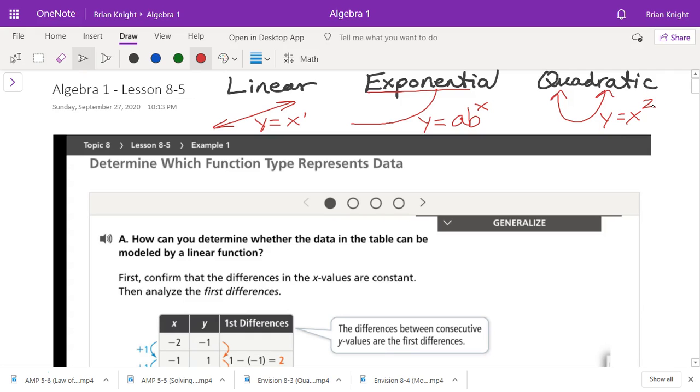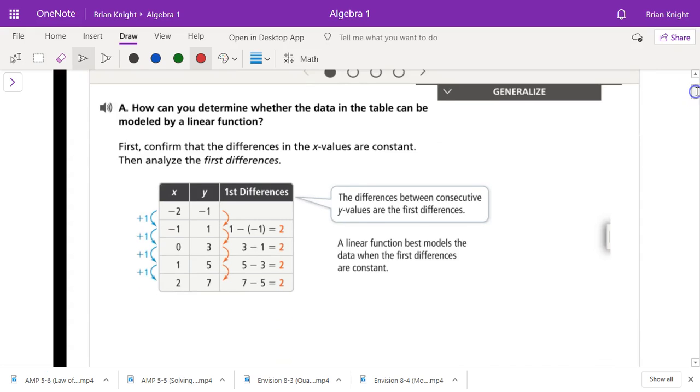Brief little summary. We are going to look at data and be able to tell which one's which just from the tables. Okay. So it's very, very simple. The first one says, how can you determine whether the data in the table can be modeled by a linear function? Here is how. First off, your x values have to be changing by the same amount. See how they're all going up by 1? That's your first thing. If these aren't changing the same, none of this other stuff works.